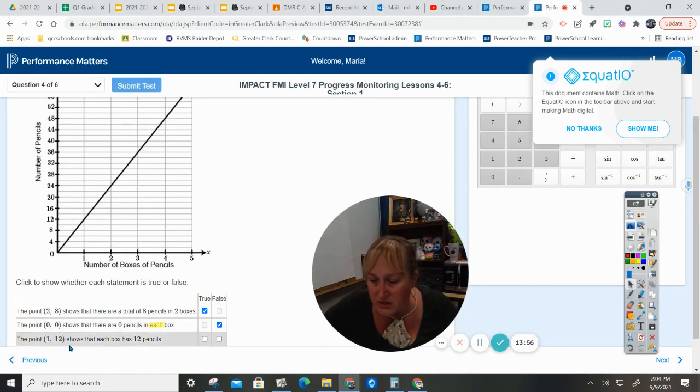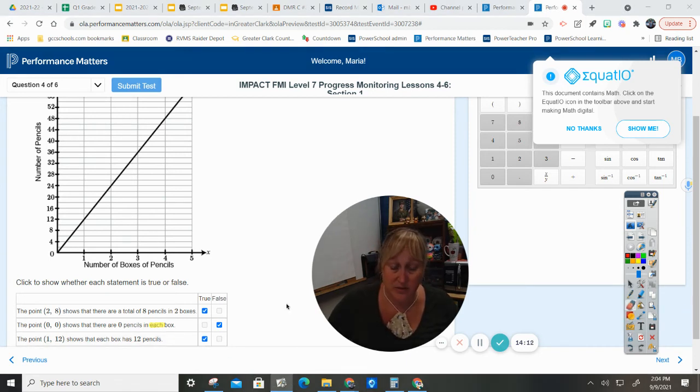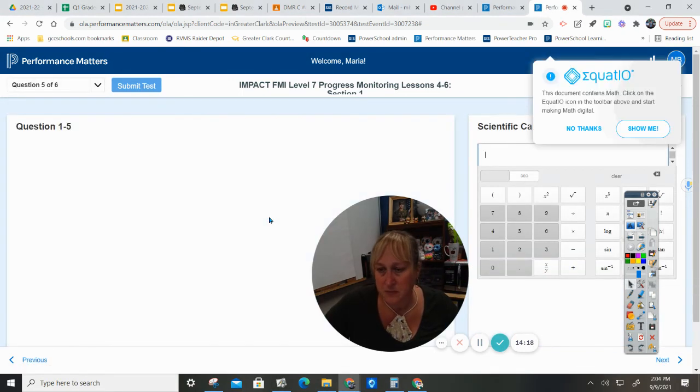The point (1, 12) shows that each box has 12 pencils. Well, let's see. Since this is a straight line and that says 1 and it's our unit rate, yes. And we should know that because we have covered that before in class. All right. Let's go to the next one.